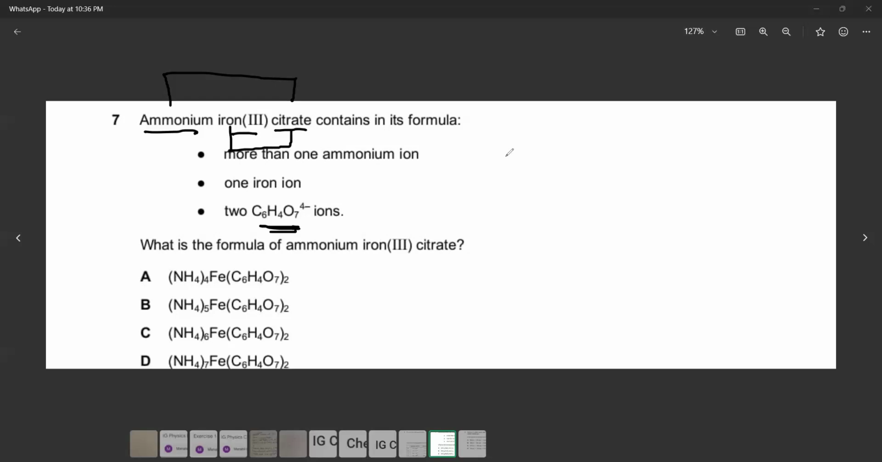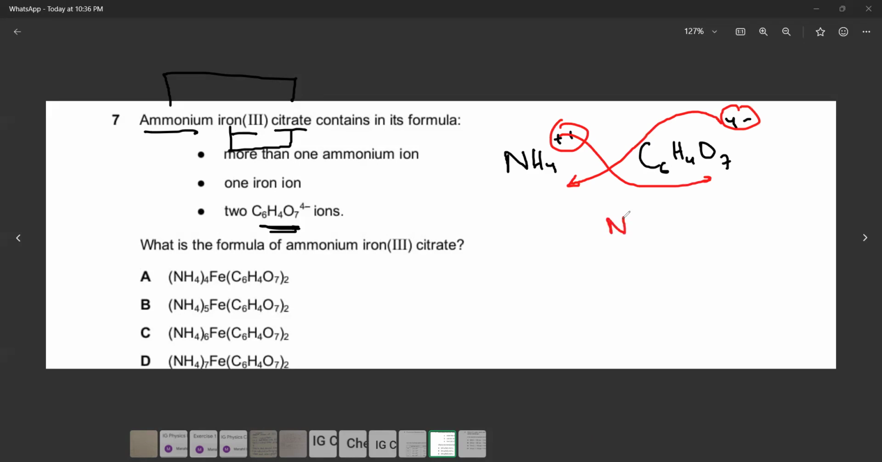If I want to write a formula for ammonium with citrate, ammonium is NH4 with a charge of +1, and the citrate ion is given to us, which is C6H5O7 with a charge of 4-. What I will do is cross multiply. The valencies are not the same. This 4 will be multiplied here and 1 is multiplied here. So the formula with ammonium will be (NH4)4 C6H5O7, because it's 1, so we don't have to write it. That is the formula of the compound with ammonium.